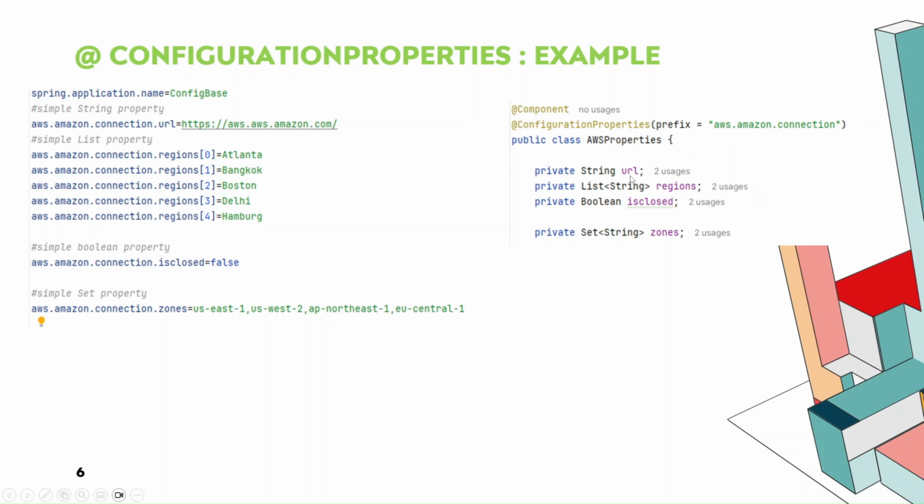So rather than having @Value for each field, I just put the prefix at the class level only. Spring will take care of converting these variables with the prefix aws.amazon.connection.url, this particular key. In the same way, regions is appended with this prefix and Spring tries to find the keys here. This is a much better approach if you have too many keys in a properties file having a similar prefix. Okay, let's go through each example with each type.